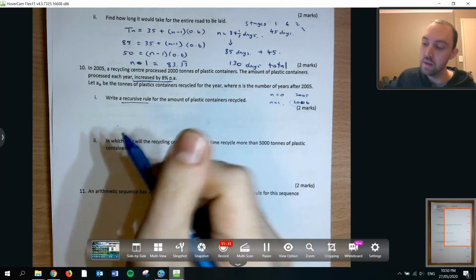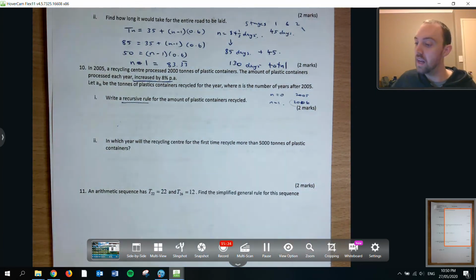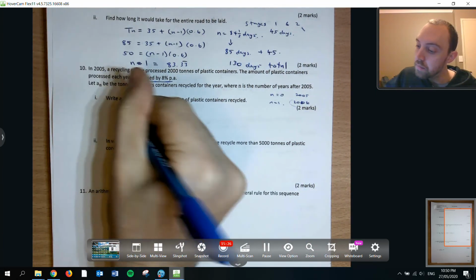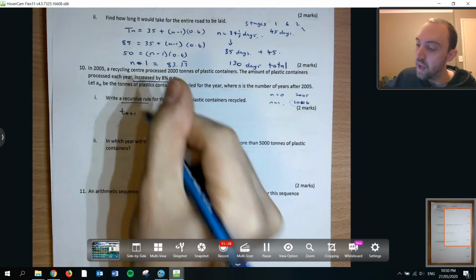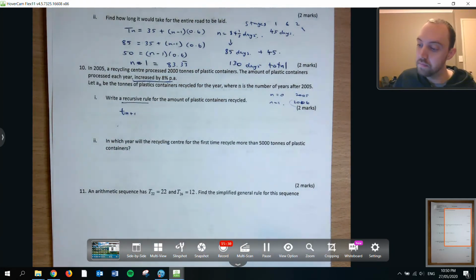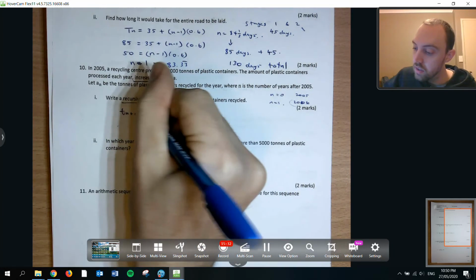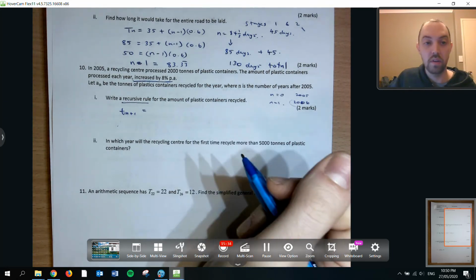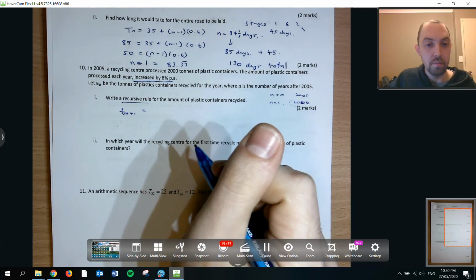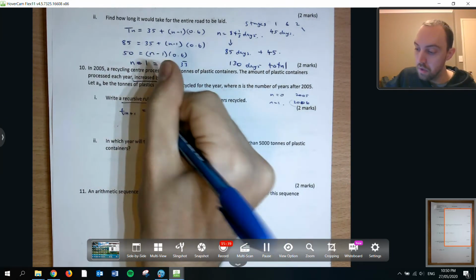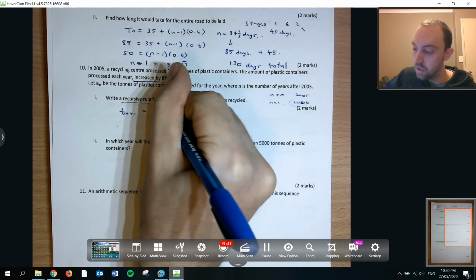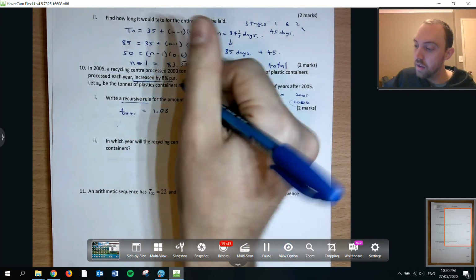So we want Tn plus 1 in terms of Tn. You didn't really have to use T, but I just tend to stick with what I know, or the same kind of idea. It's increasing by 8%. So increasing by 8%. All right.